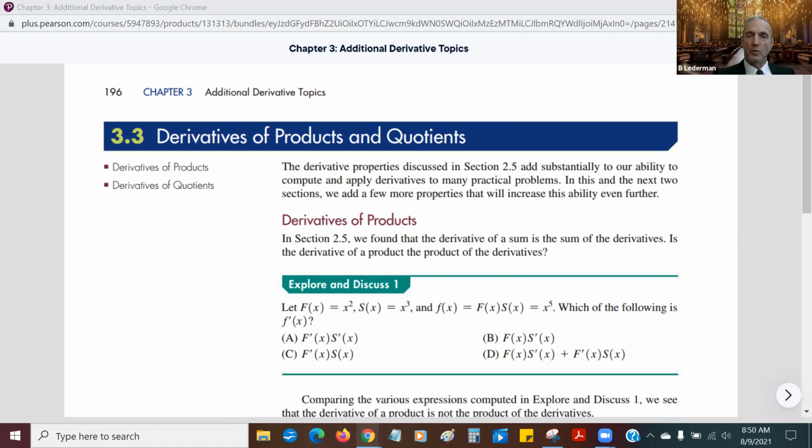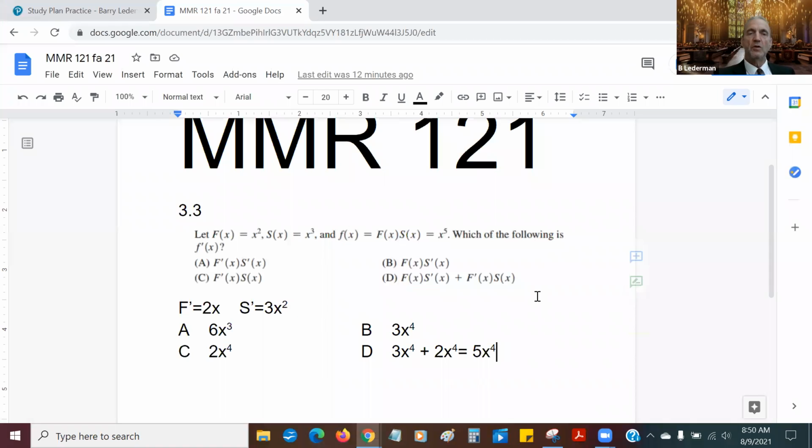So I have this worked out over here. So here's the question. Now capital F prime is 2x, and capital S prime is 3x squared. Those are the individual derivatives. And choice A is the product of those two individual derivatives, but I get 6x to the third. And we know that's not the answer, because based on this function, x to the fifth power, the answer better be 5x to the fourth. But anyway, let's look at the rest. F times S prime is 3x to the fourth. F prime times S is 2x to the fourth.